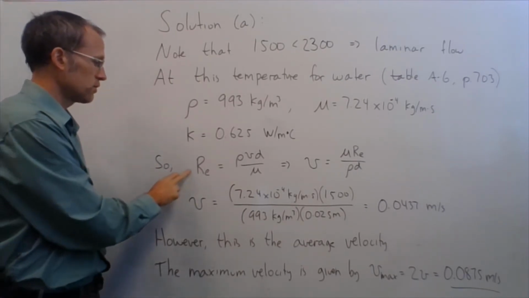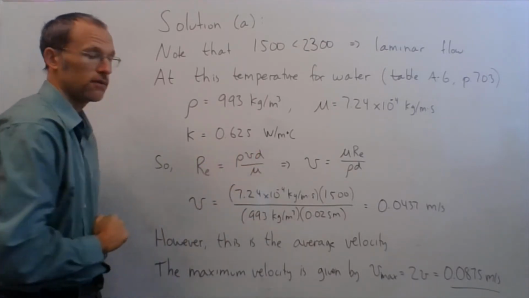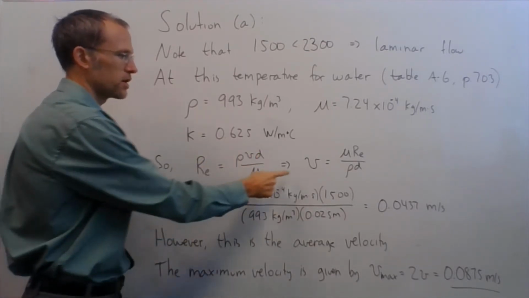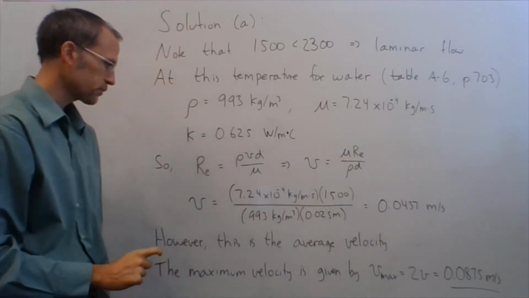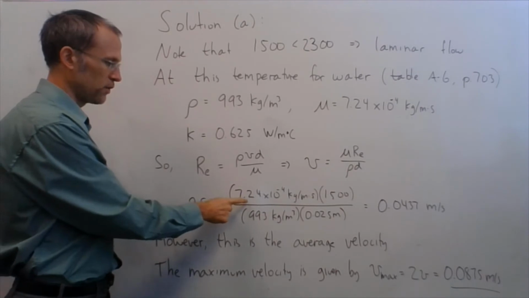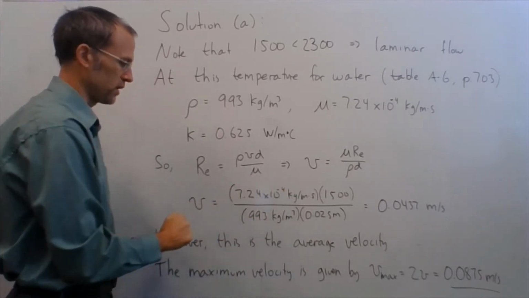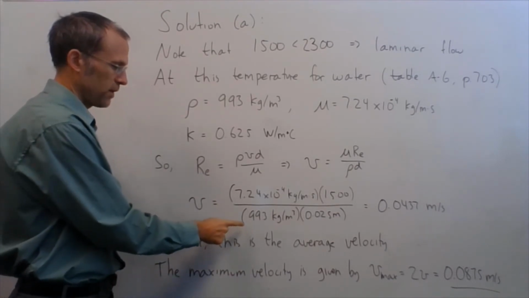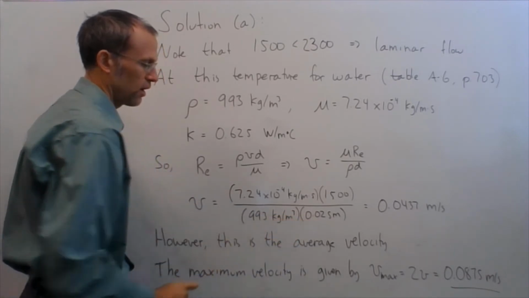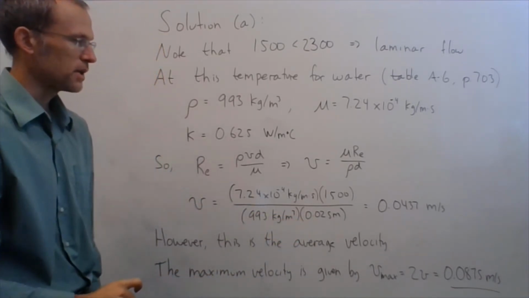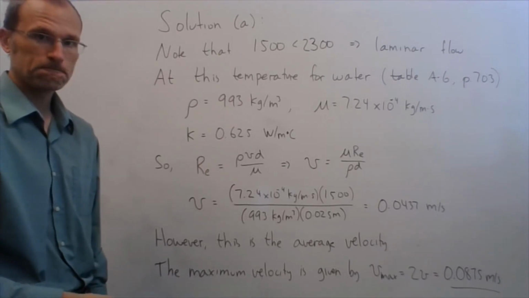Then I can use the Reynolds number relationship, rho V d over mu, and from that I can find my velocity. Rearranging, my velocity is viscosity times Reynolds number over density times diameter. So velocity is 7.24 times 10 to the negative fourth kilograms per meter second, times a Reynolds number of 1500, divided by a density of 993 kilograms per cubic meter and my diameter of 0.025 meters, which gives me a velocity of 0.0437 meters per second.